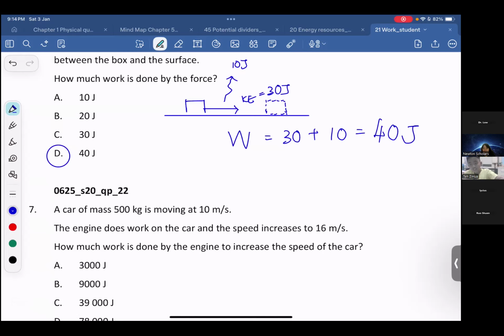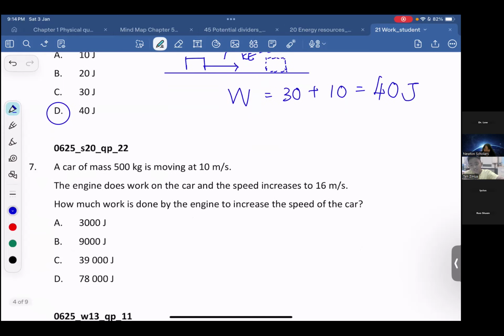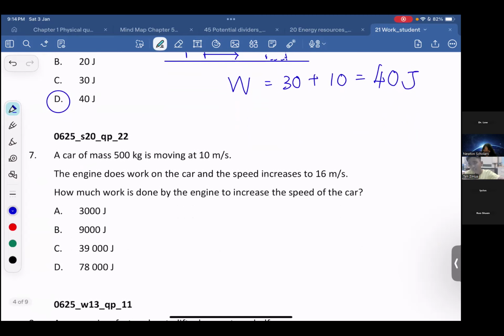Okay, next slide. A car of mass 500 kg, so this is the mass, is moving with a speed 10. The engine does work on the car and the speed increases, so this is the final. How much work is done by the engine to increase the speed of the car? So think, how much work is done in order to increase the speed from 10 to 16?